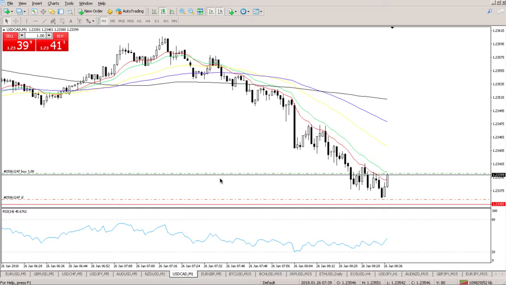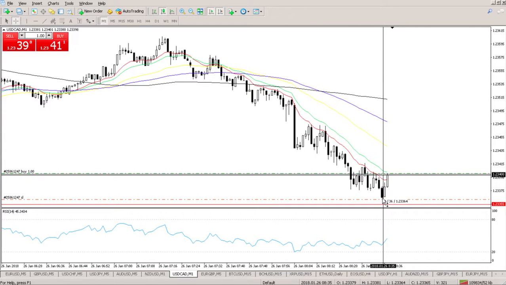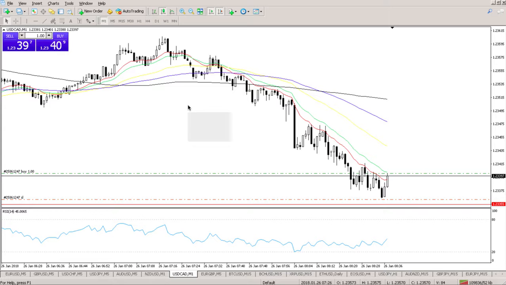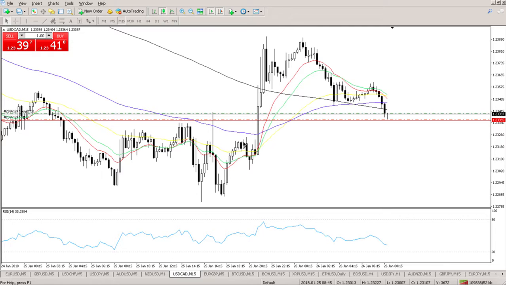That's it. I went a single lot. So you see here, this is a very tight stop loss. It's about like 4 pips. So what I'll do is I'll be watching this pair closely, as we are already at a very good support level. I'm definitely looking to go long.